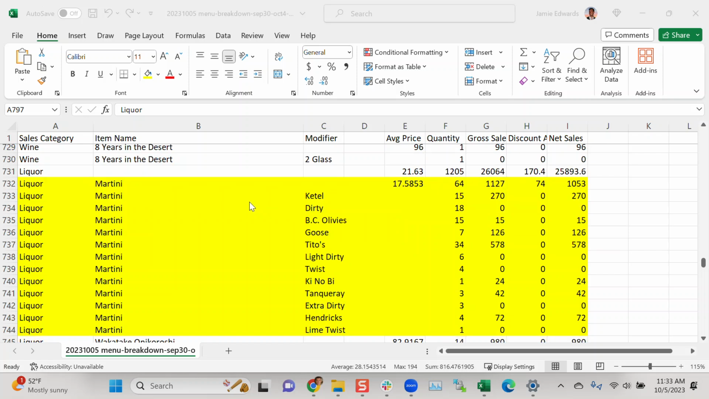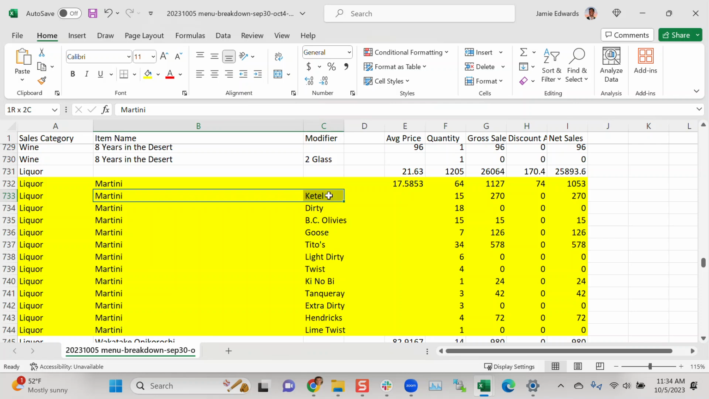Here, a customer of ours has pointed out that there is this report available in Toast, the menu breakdown report, and I want to explain why it's not suitable. So here we look at a martini section. You think this looks good, right? Because we've got martini kettle, so most martinis are double pour. So we know there's 15 sold, $270, and that's the level of information we want.